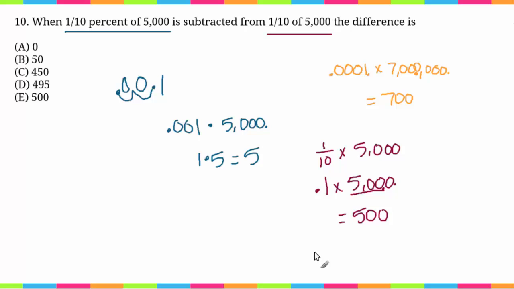So now, going back to the problem, it says when 1/10% of 5,000, which is 5, is subtracted from 1/10 of 5,000, which is 500, the difference is what? So now all we have to do is subtract 5 from 500. Let's go ahead and subtract 5 from here, like so. As we see, we're going to get 495. So this here is our final answer. And if we go over to our answer choices and take a look, we're going to see that that is letter D.